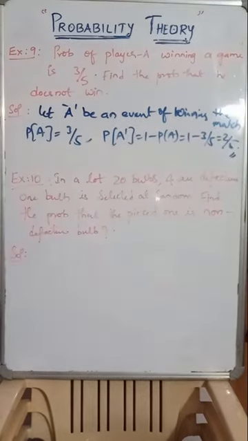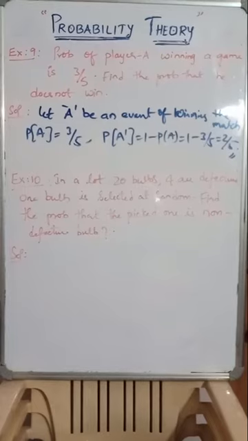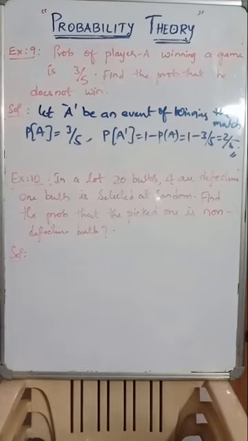So the answer is 2 by 5. Very simple, guys. Let A be an event of winning the match, and the probability of A is already given, 3 by 5, winning the match. And then it is asked that does not win. So that means P of A dash, A complement, is nothing but 1 minus P of A. So 1 minus winning, if you remove, the remaining are all losing only, no? 2 by 5 chances are losing. Clear? Next.